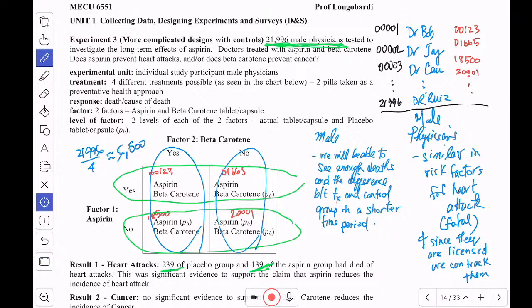So for the elements of the study, the experimental unit was the individual study participant, which were male physicians. The treatments were the 4 treatments possible, as seen in the chart below. 2 pills taken as a prevention. The response was the death or cause of death. The factors were 2, aspirin and beta carotene. There were 2 levels for each, where I referred to one of the levels being the actual tablet and the second level being the placebo. And that's it.